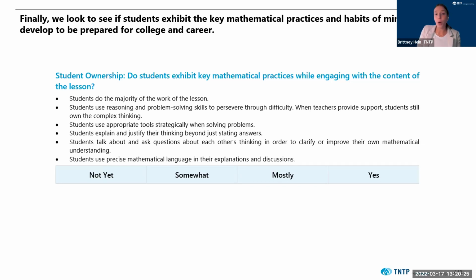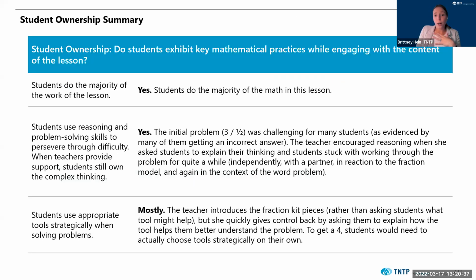So now let's dive into student ownership. For student ownership, the overall rating was a mostly. And let's debrief briefly on how we got there, okay? So the first two are yeses. Students were doing the majority of the work. Yeah, we all saw that. Students used reasoning and problem-solving skills. Yeah, we saw that too. The third indicator there, we're falling at a mostly because the teacher introduces the fraction kit pieces rather than asking students which tool may help you solve this problem.